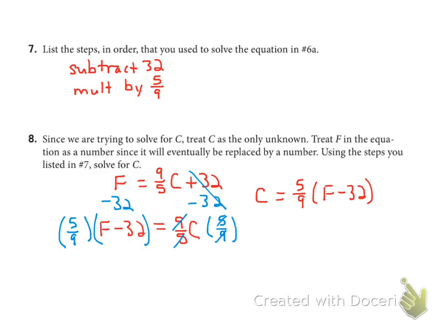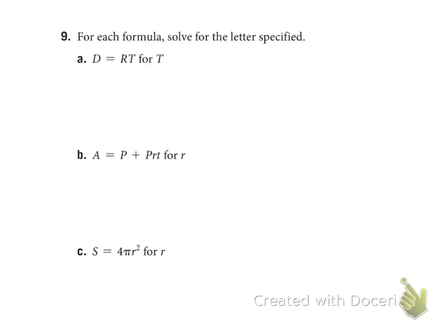Okay. Number 9, there's an A, a B, and a C. See if you can solve those for the different variables. So letter A is similar to the example in how it works. In this case, we're solving for T, so we want to get this T all by itself. That means we need to get rid of the R. How do we get rid of the R? Divide by R. And that leaves the T, which is equal to D over R. Any questions on A?